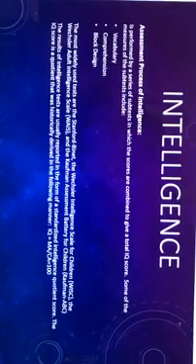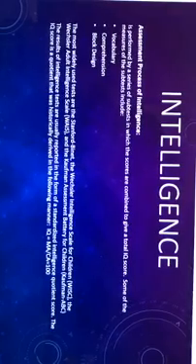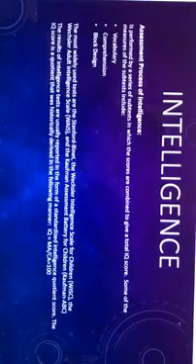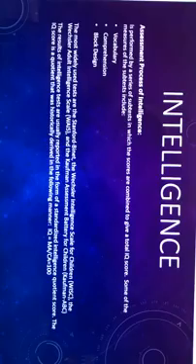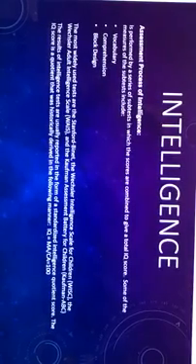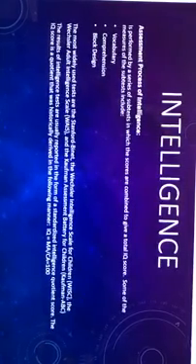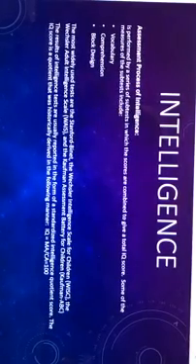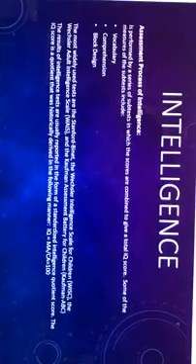The results of intelligence tests are usually reported in the form of a standardized intelligence quotient score. The IQ score is a quotient that was historically derived in the following manner: IQ equals mental age, MA, divided by chronological age, times 100.